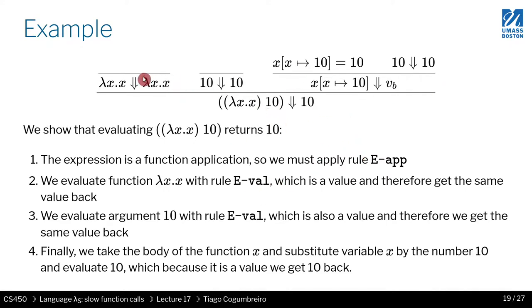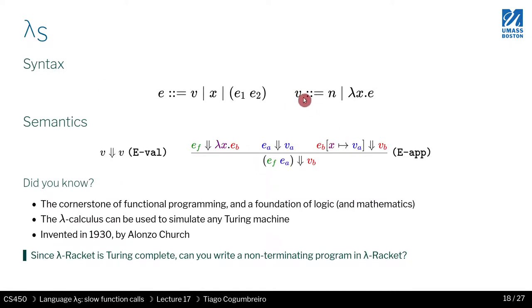So what you see here is what is known as a derivation tree, which is just a way to visually represent what's going on in the evaluation. So what this is saying is, if you have a function call where you're calling a lambda x with the body x, and I'm passing the number 10, what's going to happen is I'm going to evaluate the function. And if it's a lambda, a lambda is a value.